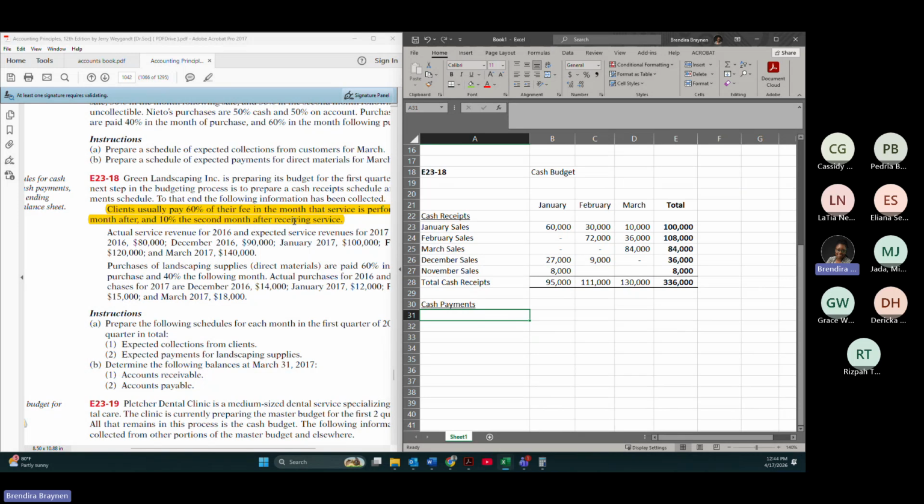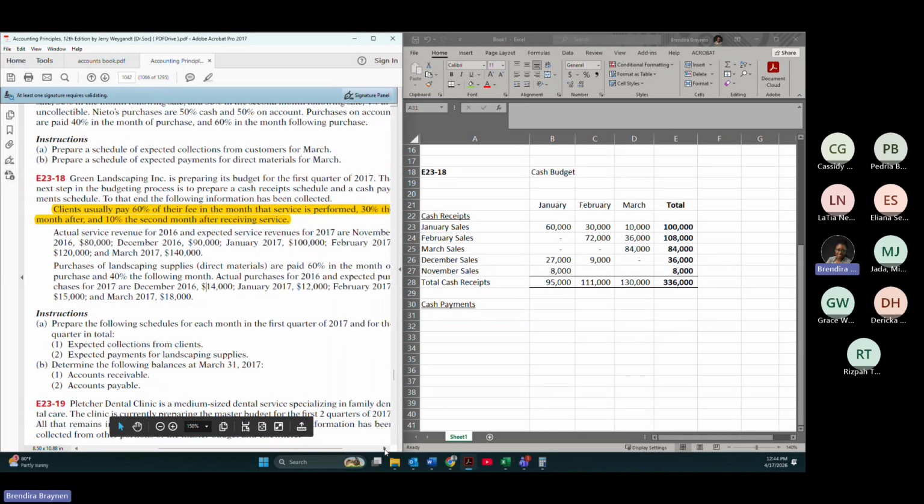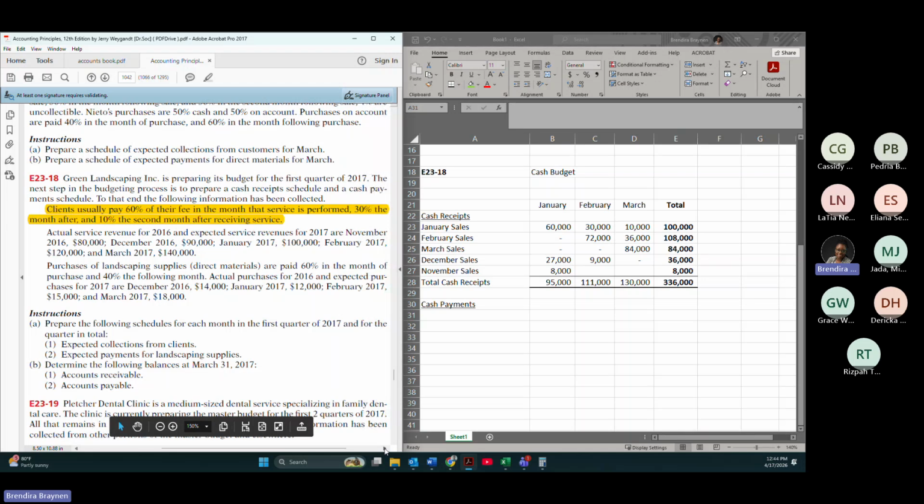And so with the cash payments, they're going to do something similar. They're going to tell me how we're paying off our particular bills and what bills we're paying off. Some bills we pay every month based on what it is. We don't wait to pay it. Some we pay a certain way, and so they have to explain that to you. So here they say purchases of landscaping supplies, which are direct material, are paid 60% and 40%. And then they tell us what the actual purchases are. So it's the same concept.